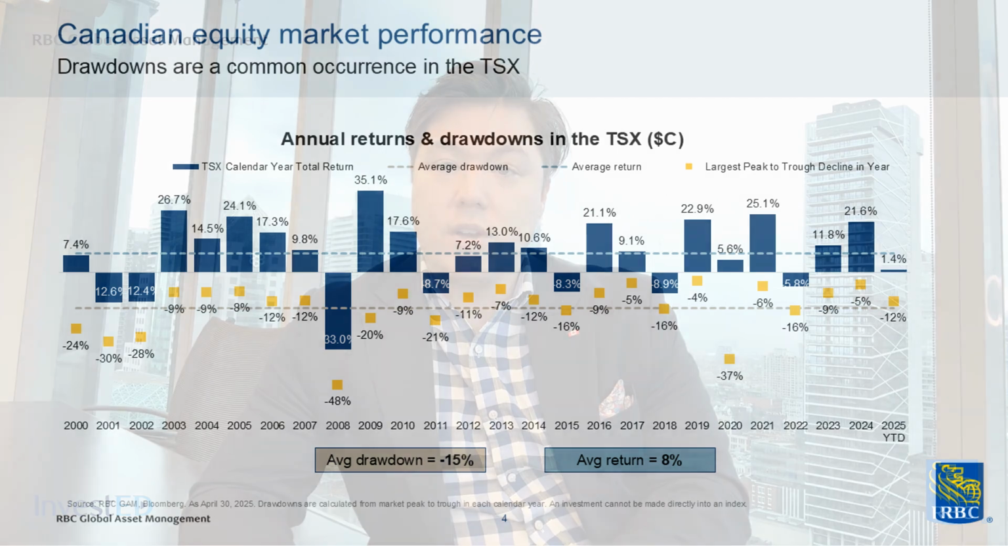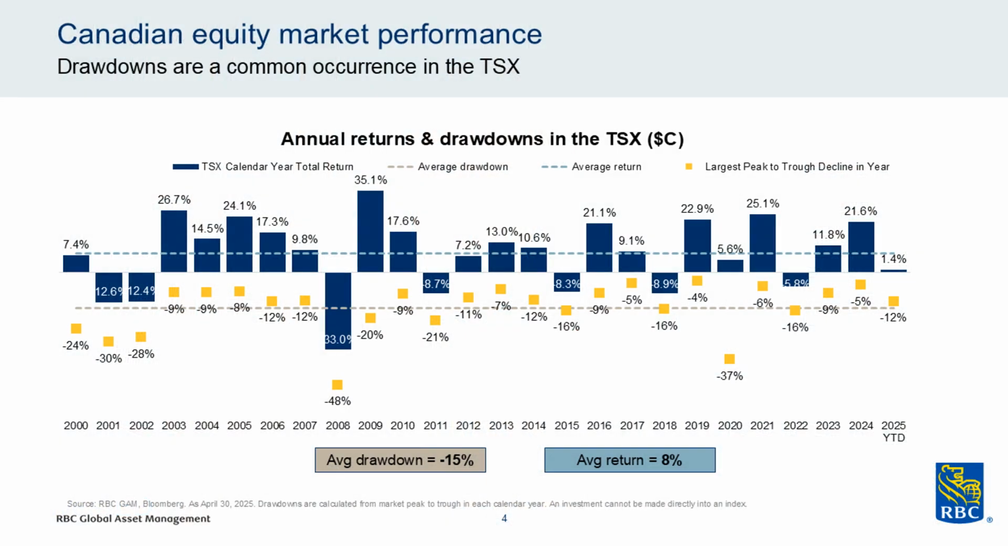We call this chart "Even good years have dark days," and really what this chart shows is just how common sell-offs and volatility are within any given year. If we look at this chart very quickly, it shows the calendar year return for the TSX, the Canadian stock market. You can see that most years deliver a positive rate of return. What this chart also shows is the largest intra-year drawdown, which simply means how much the market has fallen from its peak in any given year.